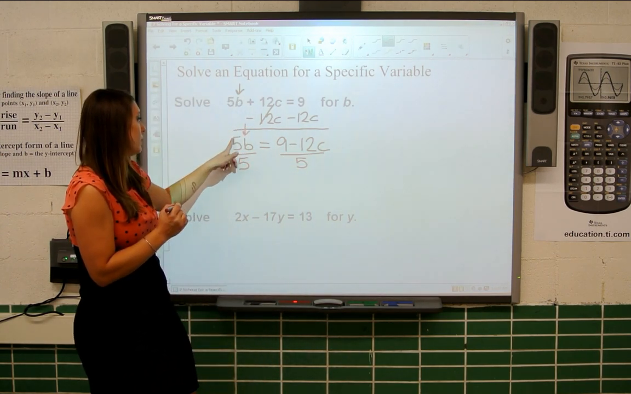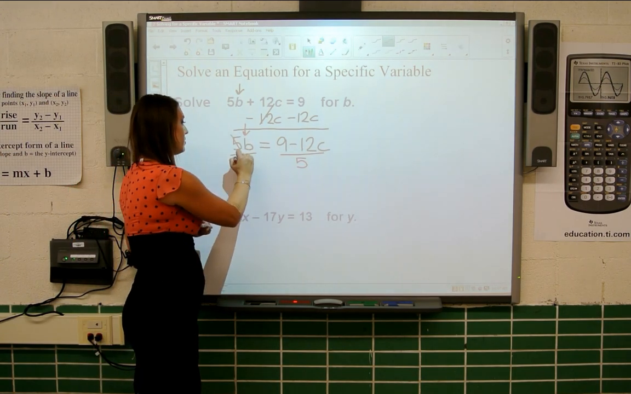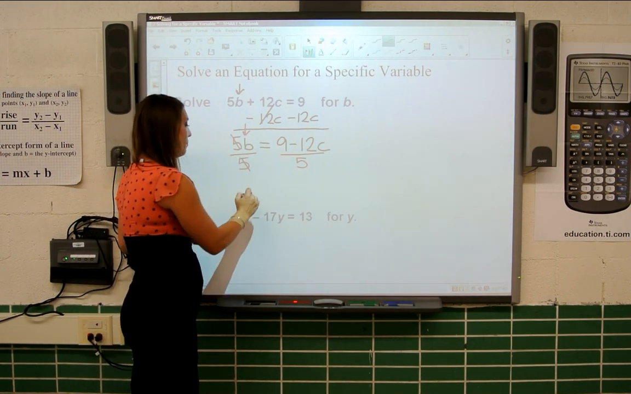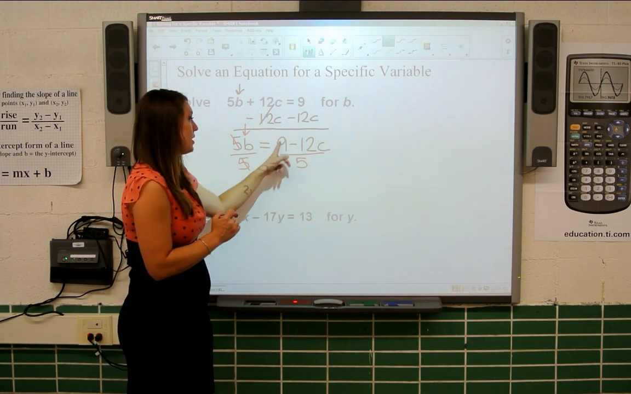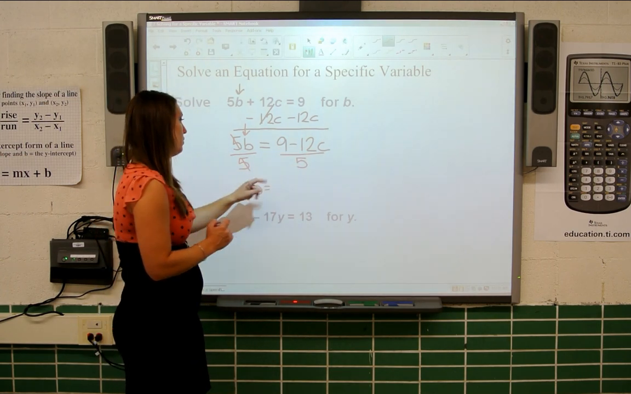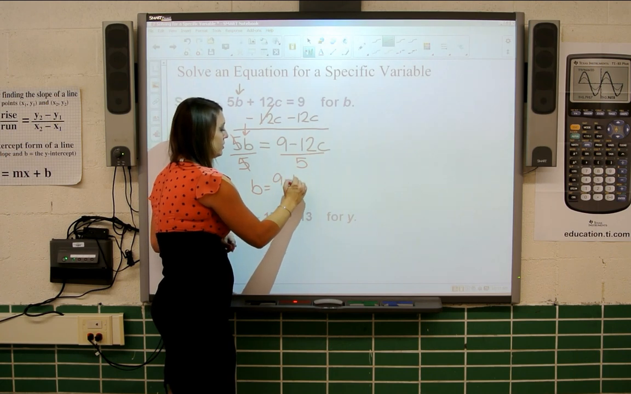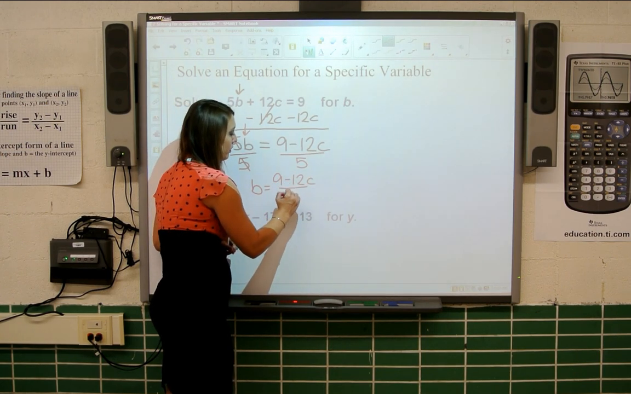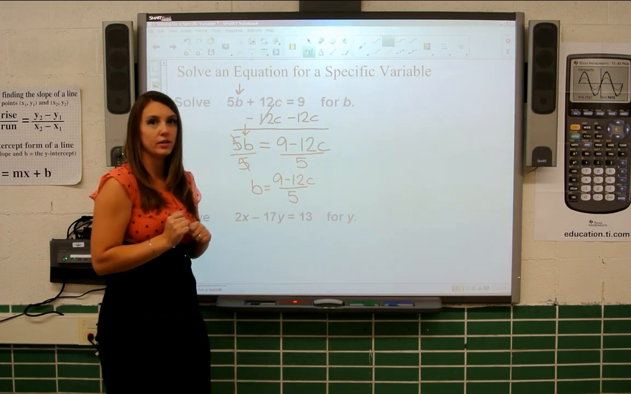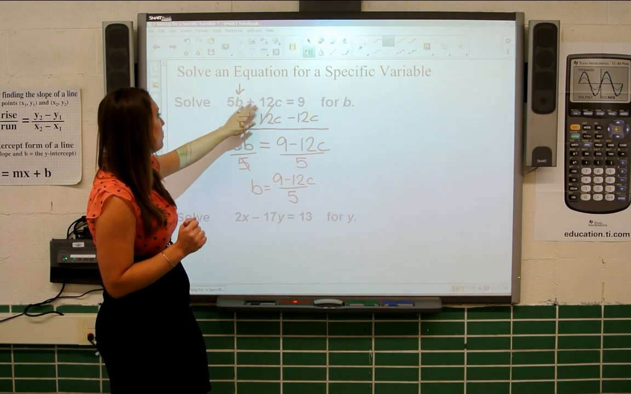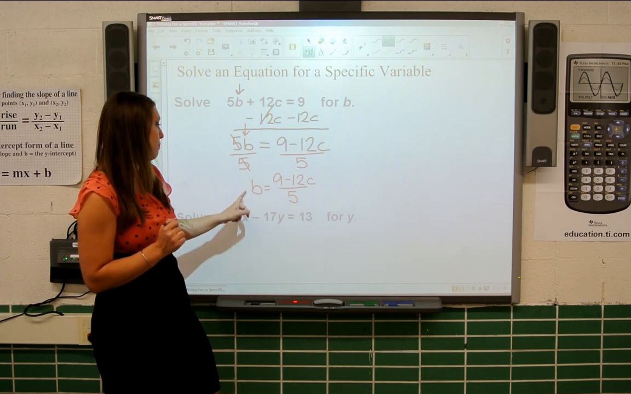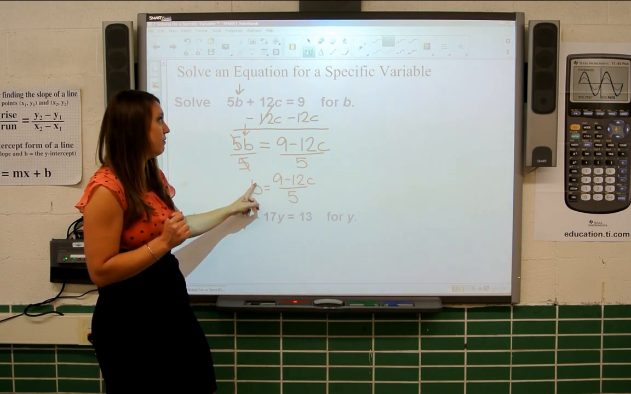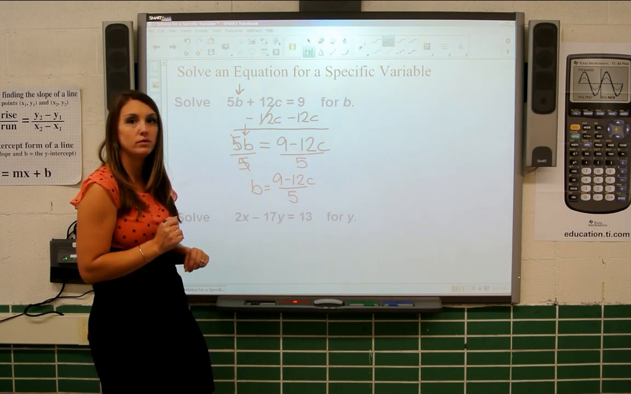Okay? The 5 divided by 5s are going to cancel out. We're going to bring down the b. Okay? And we just keep this side exactly as it is. We're just going to put 9 minus 12c over 5. This is our answer. Notice we started our problem with a b and a c. We're ending our problem with a b and a c. But the b is isolated on one side by itself. And that was our intended goal.